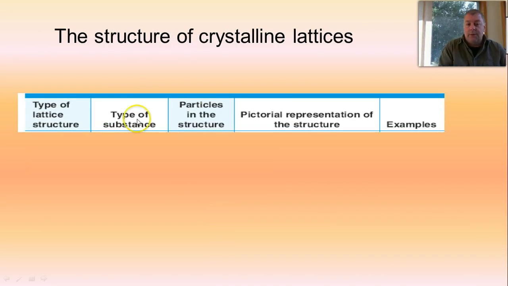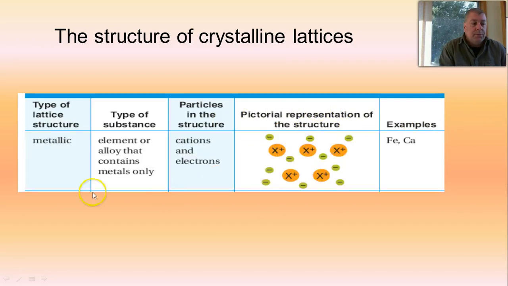So here we have a little table. This is out of your textbook. We've got the type of lattice structure, the type of substance, the particles in the structure, a representation of what it looks like, and some examples. And so for metallic substances, the type of substance can be an element or an alloy. So anything that's a metallic element or an alloy that contains metals.